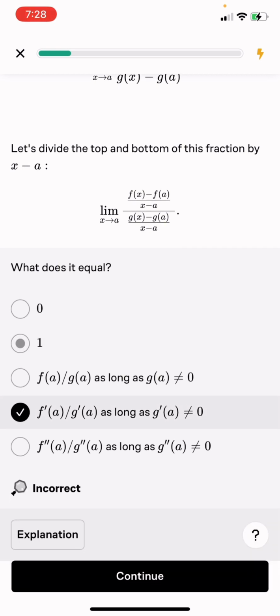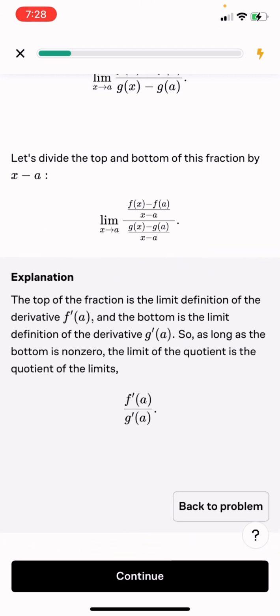I just need to really think hard, not rush through it. f prime a divided by g prime a as long as g prime a is not equal to 0. The top of the fraction is the limit definition of the derivative f prime a. The bottom is the limit definition of g prime a. So as long as the bottom is non-zero, the limit of the quotient is the quotient of the limits.